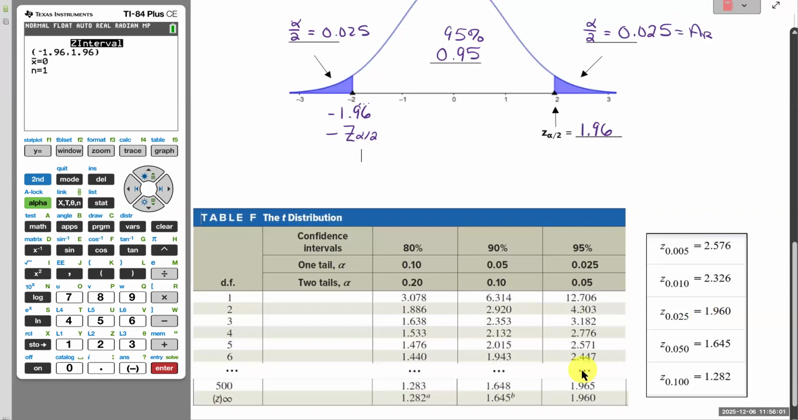All right, I hope that helps a little bit in finding your critical z values.